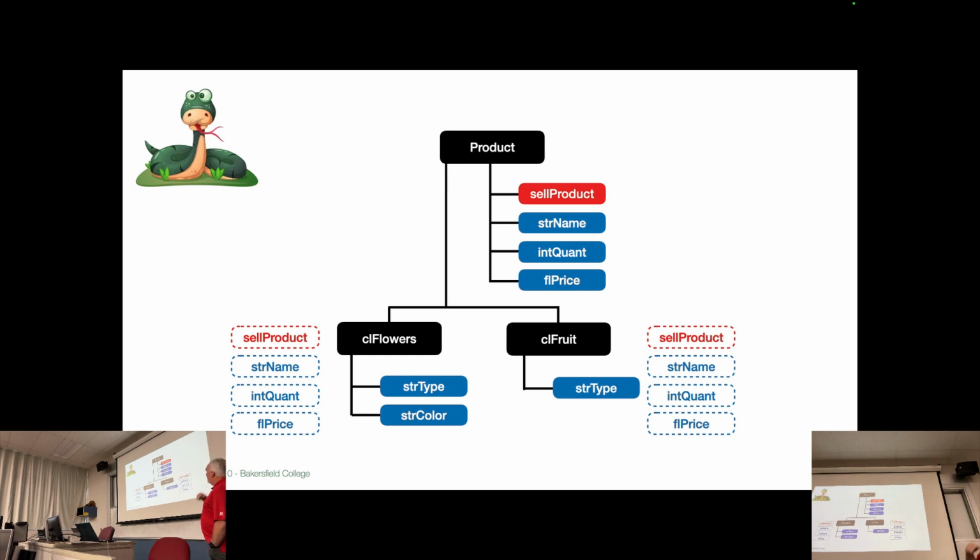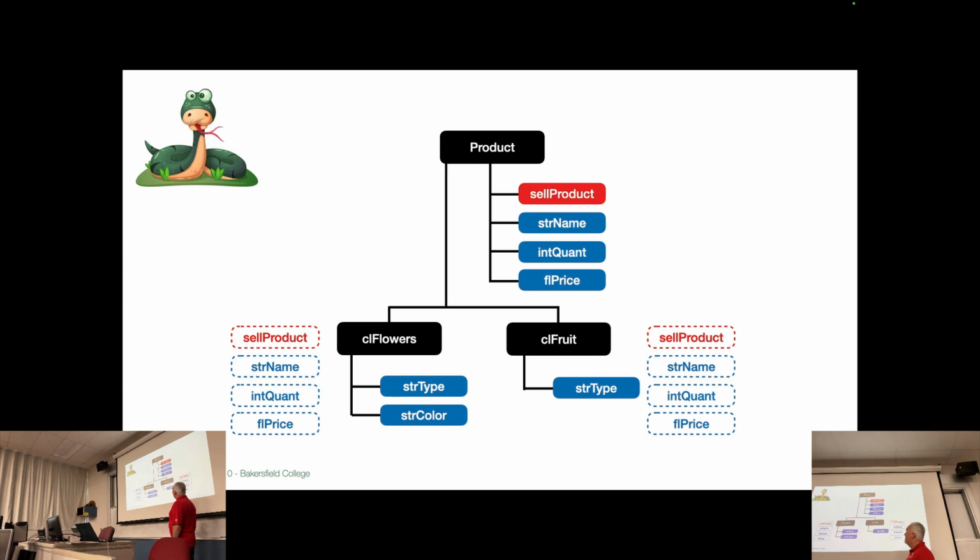So we have a generic product. Let's say we've got a little stand at the farmer's market. Okay, and we sell products that include flowers and fruit. Well, we have a generic product. All of our products have the ability to be sold. We have a string called name, how many of those things we have, and each one has a price.